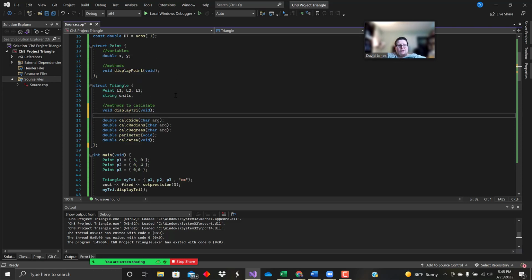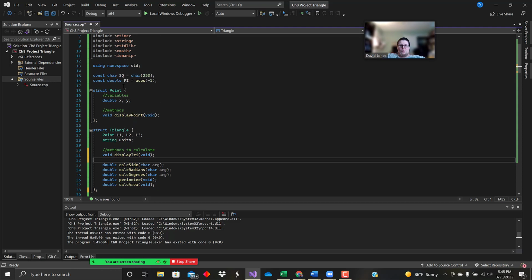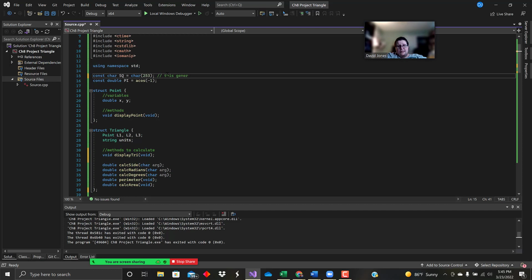We added units to make it look a little bit better. Since we had units squared, we did the square one. So this generates the square symbol, which is a superscript 2, and it replaces typing that. And here is pi without being rounded, using some trig.